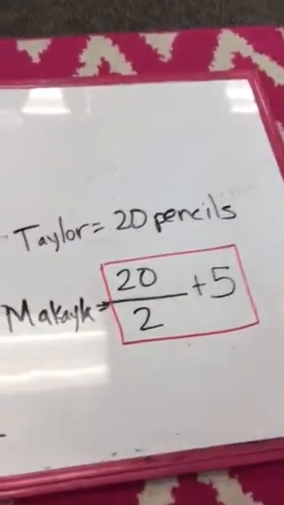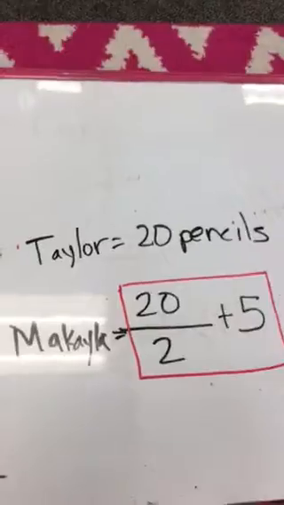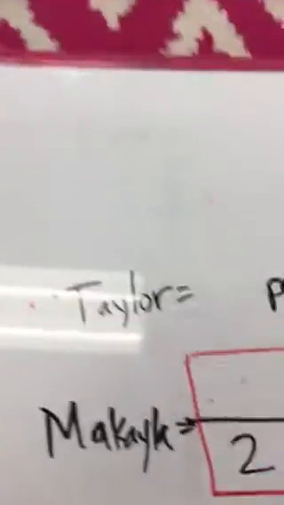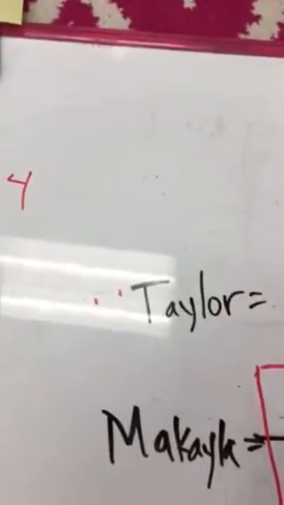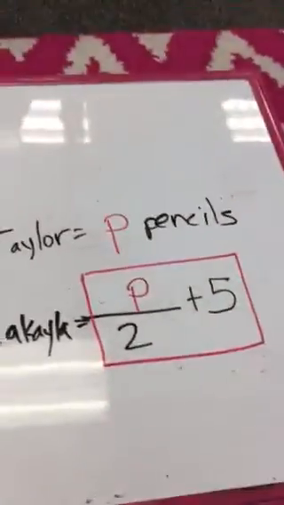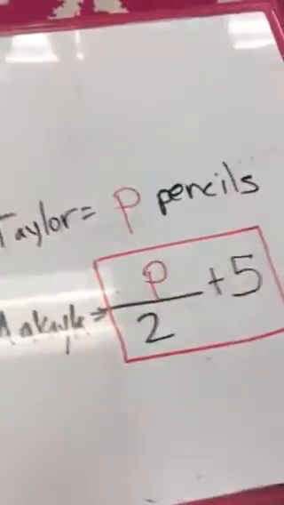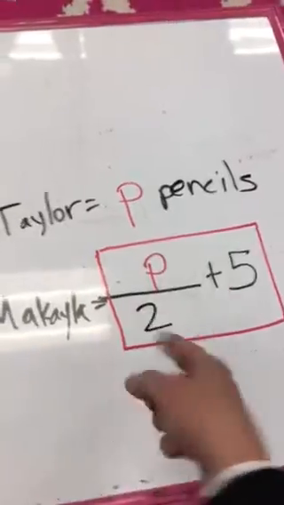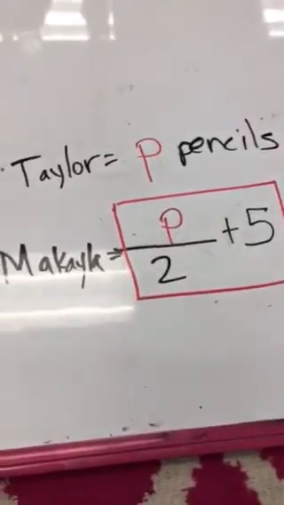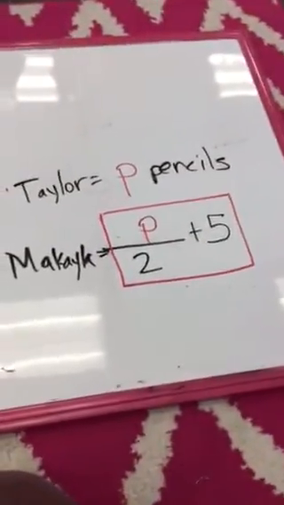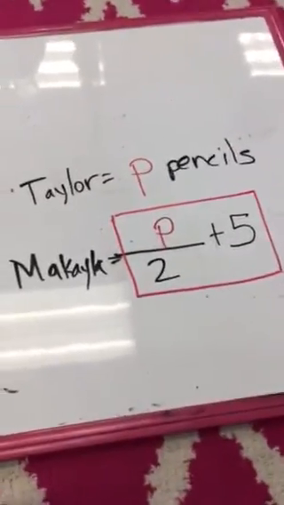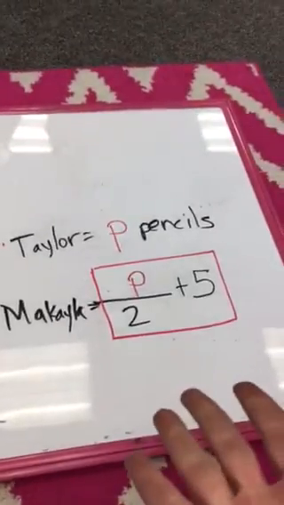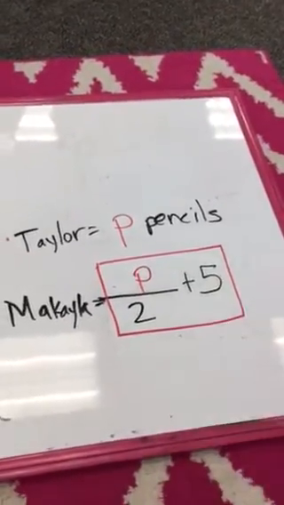Okay? If I wanted, I could take out that 20, and we could say that this is represented by, let's do P as our variable, and then we have Taylor has P pencils, Michaela has P divided by 2 plus 5 more. Okay, so again, very similar to something on the test. I hope that all helps to make sense. And that is an algebraic expression written most efficiently.